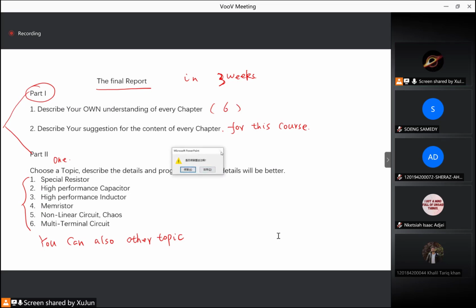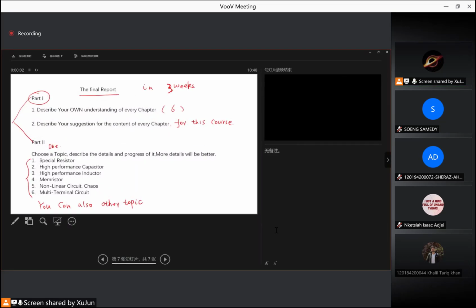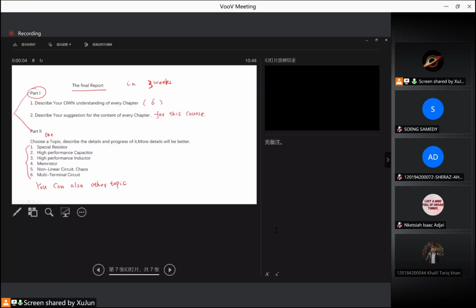Student: Sir, how many pages, maximum or minimum? Teacher: I have no limitation for the pages, no limitation. But for your understanding of every chapter, I think you should describe it in detail. And for part 2, every topic has much knowledge in it, so you should summarize the details and summarize the progress.